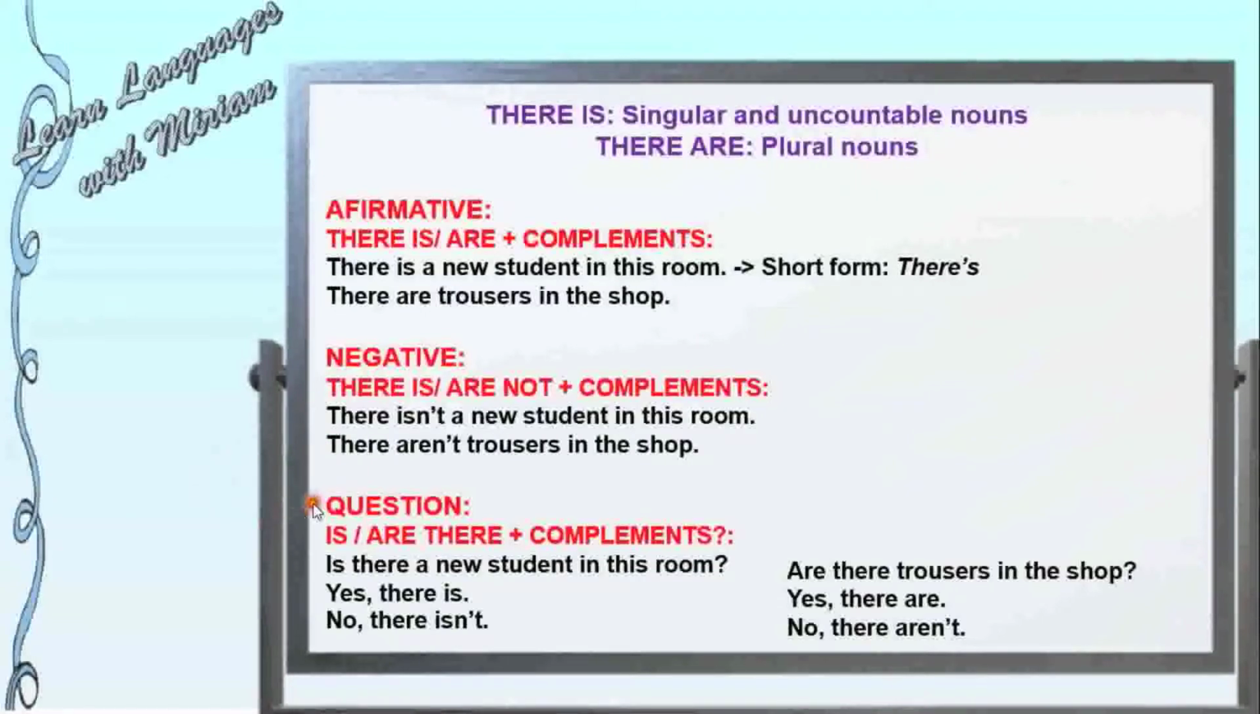In questions, we start with is or are there plus complements. Example, in singular, is there a new student in this room? We are going to answer with yes, there is, or in negative, no, there isn't. And in plural, are there trousers in this shop? Yes, there are, no, there aren't.